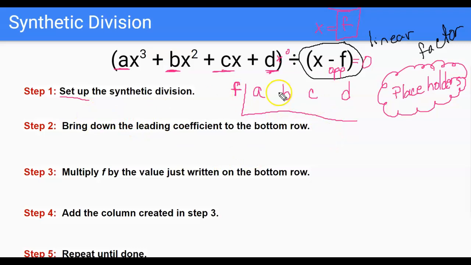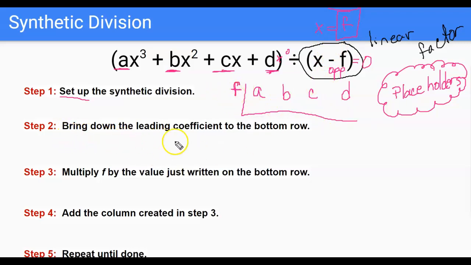So this is the setup of the synthetic division. We're going to take all of our coefficients here, just the coefficients. And then we're going to take what x equals for this factor. What is its root there? And this is how we set it up.